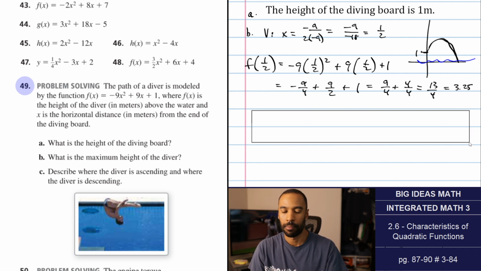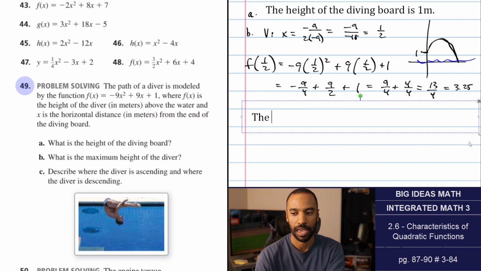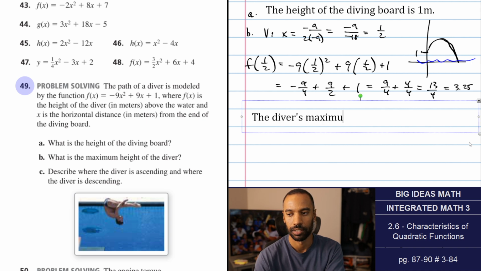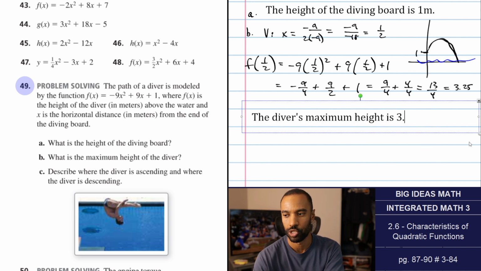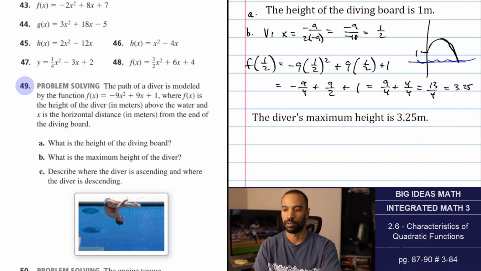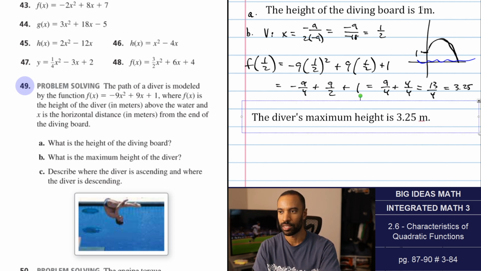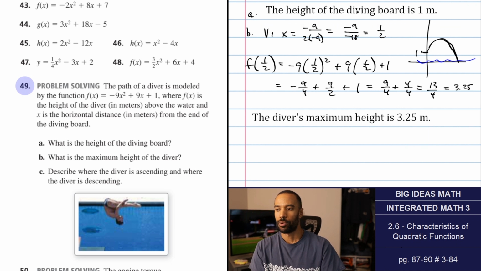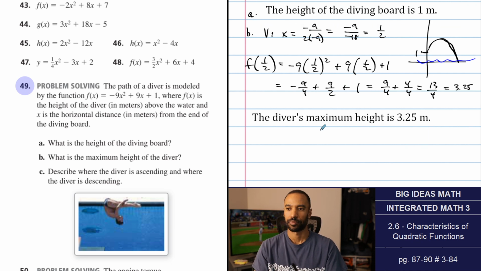So the diver's maximum height is 3.25 meters. And again, this is above the water, like when we're answering that part. Am I supposed to put a space? I think so. 3.25 meters above the water.